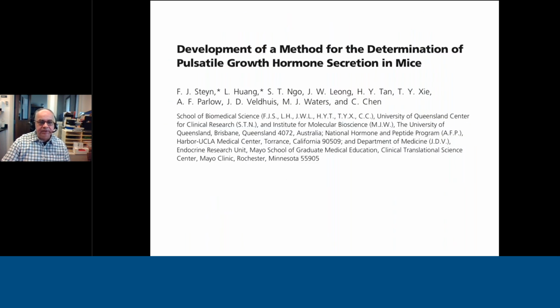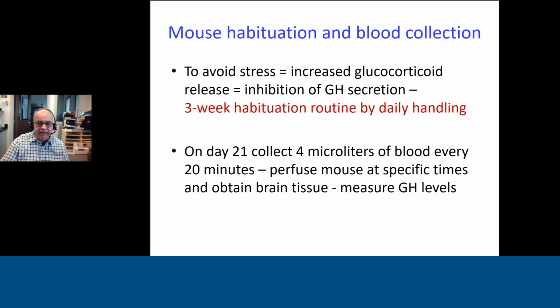So how do we do it here? We based ourselves on a paper from the Chen lab in Brisbane, Australia, who developed a really highly sensitive ELISA method that allows to determine plasma hormone levels, protein hormone levels. And in our case, we're using it for growth hormone determination based on minute amounts of plasma.